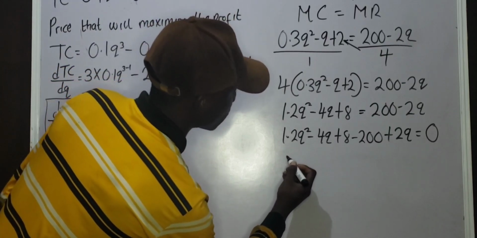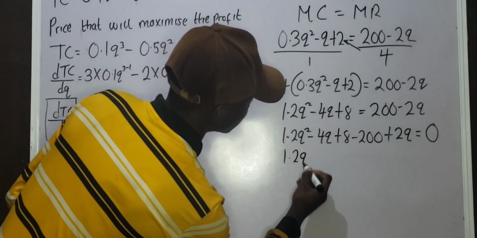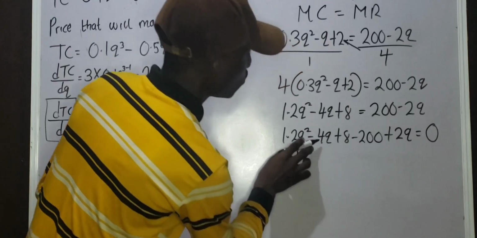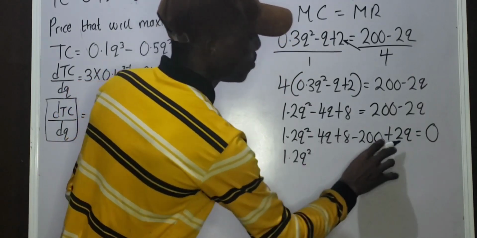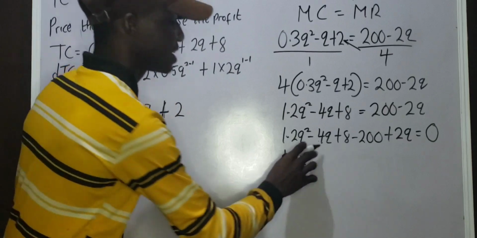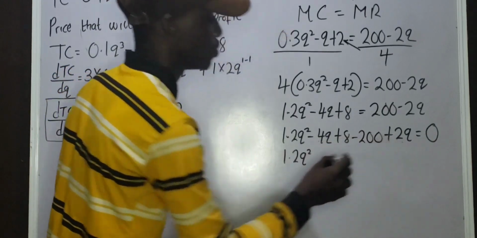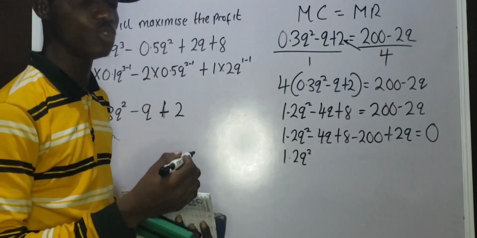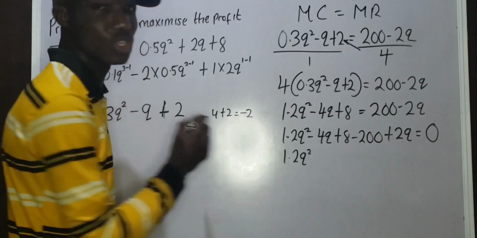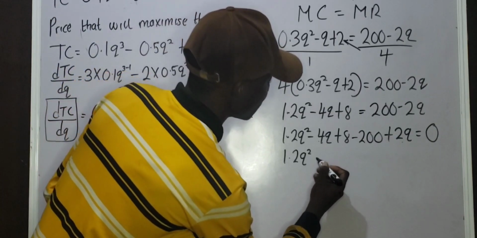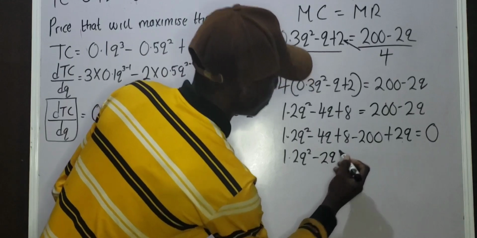For this, I'm going to have 1.2q squared. Okay, now look, minus 4q. We have negative 4q here. We have positive 2q here. Negative 4q, positive 2q, we got negative 2q. Just like negative 4, positive 2, that is what? Negative 2. You understand? So for this, I'm going to have negative 2q.